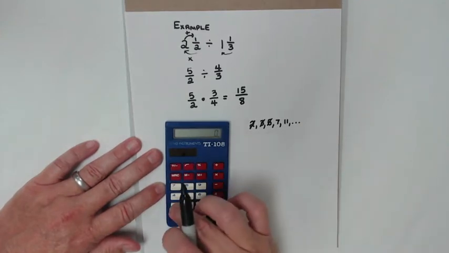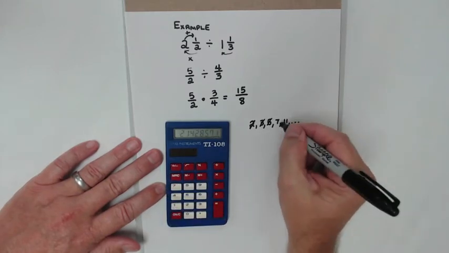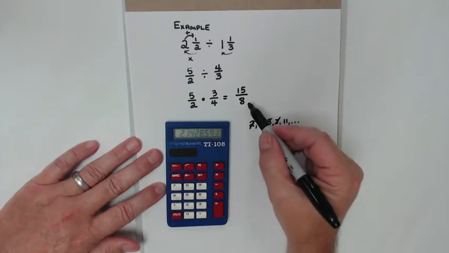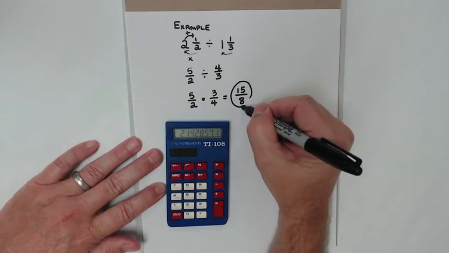Let's try 7. 15 divided by 7. That's a decimal. As soon as I get to a number that's bigger than the ones in my fraction, that means this fraction right here is simplified.